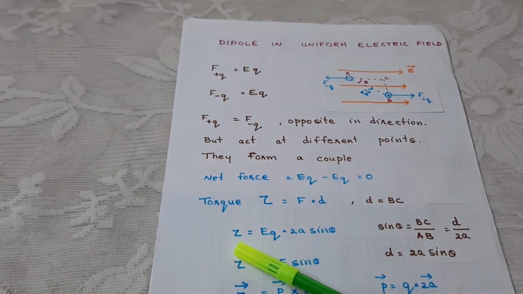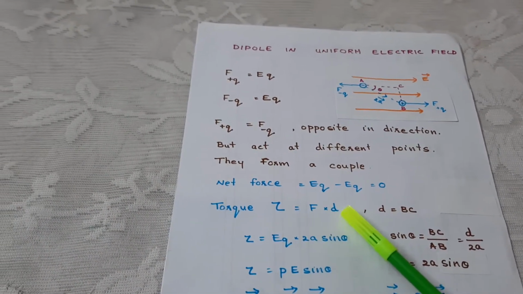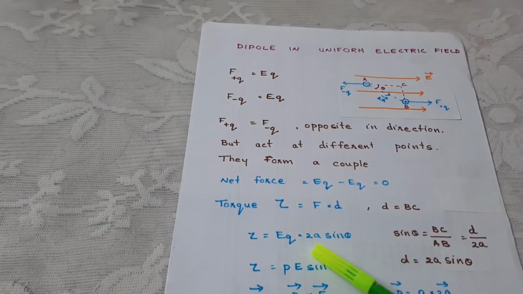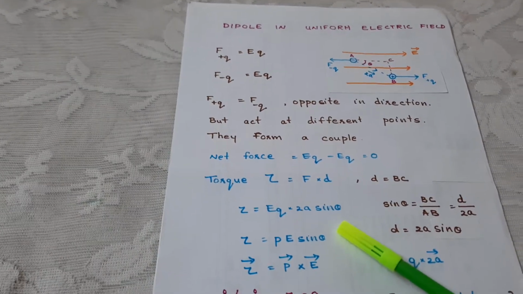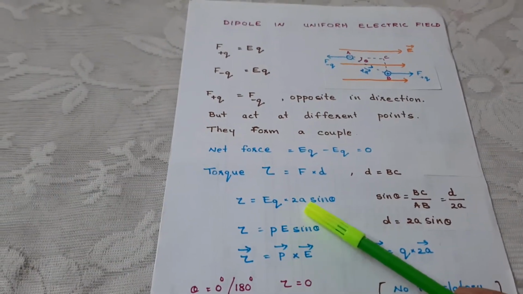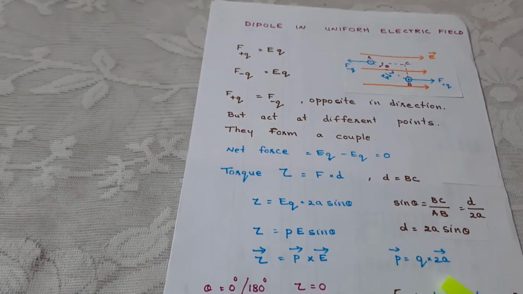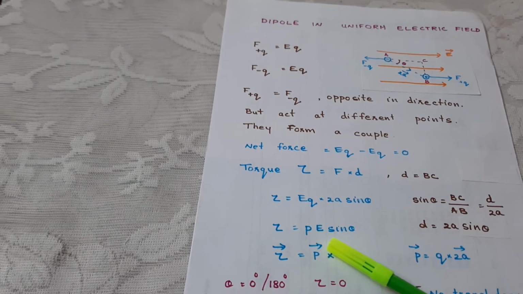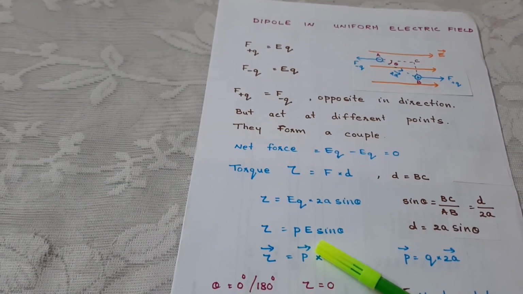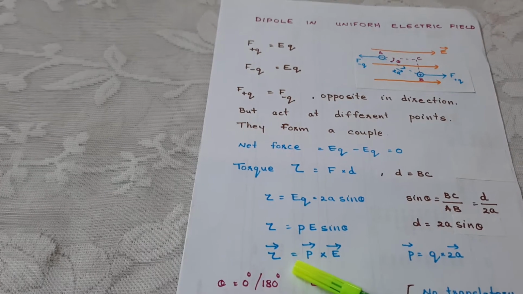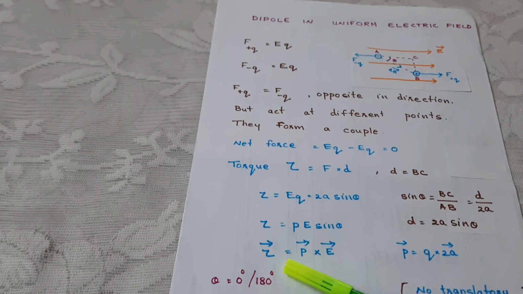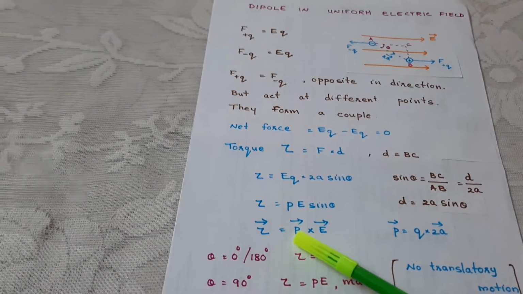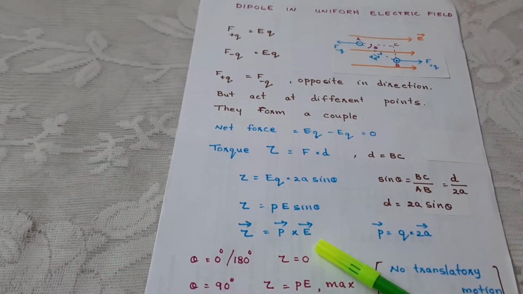Therefore, torque is equal to force into distance. Force is EQ. EQ into 2a sin theta. Q into 2a is p, dipole moment p. Therefore, torque is equal to pE sin theta. Since torque is a vector quantity, we can write the torque as the cross product of p and E, or tau is equal to p cross E.